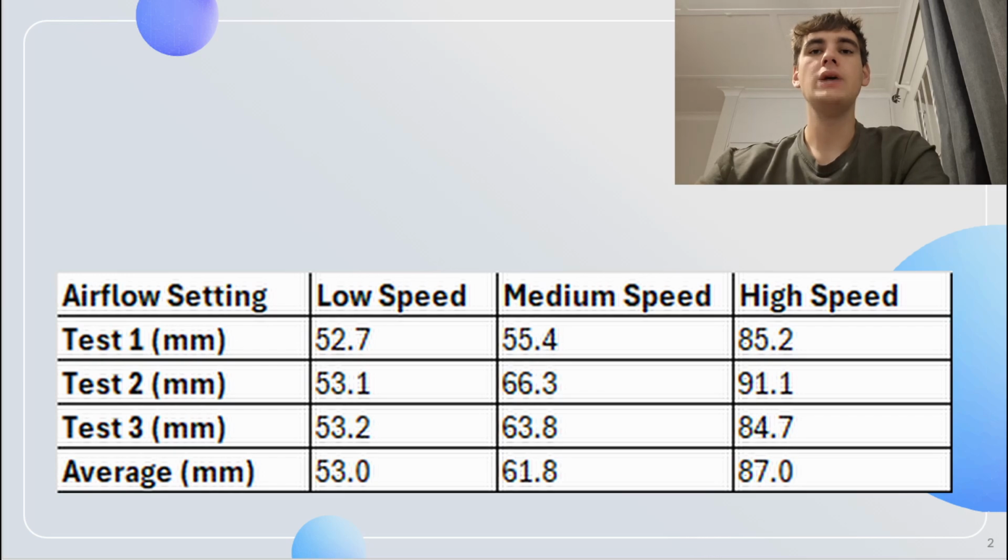The data collected from our experiment demonstrates a clear and consistent trend in line with Bernoulli's principle, the results of which are summarized in the table below. As shown, the height difference in the U-tube manometer increased with airflow velocity. At the lowest setting, the average fluid column height was approximately 53 millimeters, while at the medium speed it increased to just shy of 62 millimeters, and at the higher speed it reached an average of 87 millimeters.